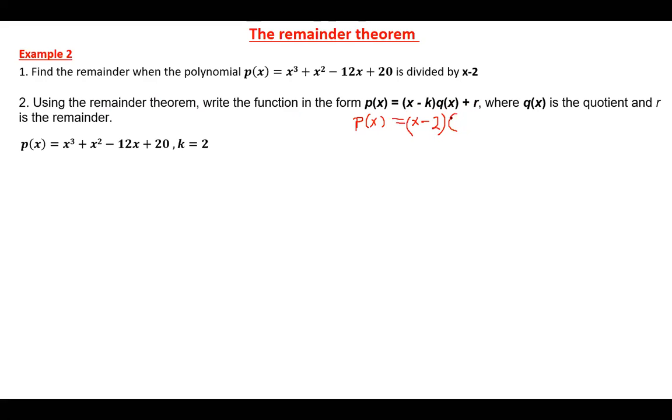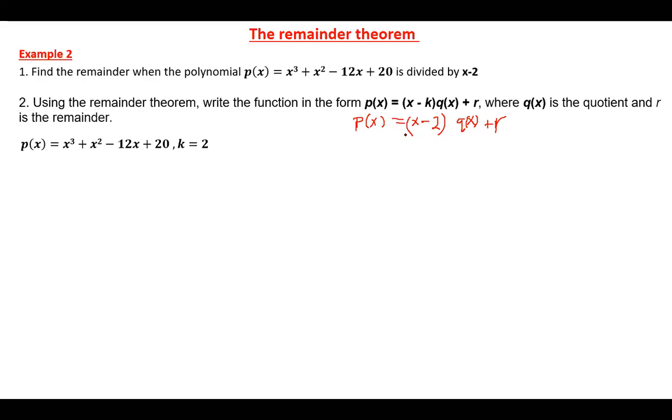So this q(x) is just a function as well, which is a quotient according to the equation. Then plus r, which we've been told is the remainder. So how do you deal with such an equation?